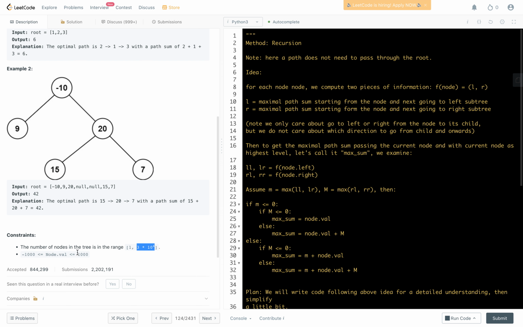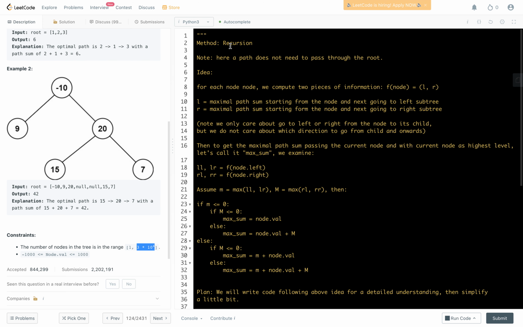Another constraint or assumption is that the values of the nodes are bounded in between negative 1000 and positive 1000. So in particular, this assumption or constraint tells us that the node values can be negative. So this actually is important information. With that said, let's look at the analysis.